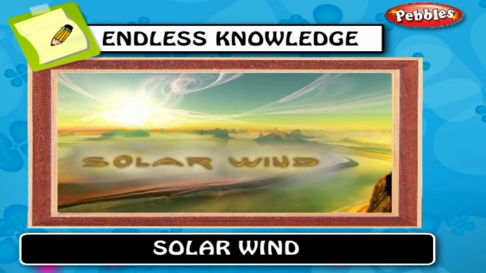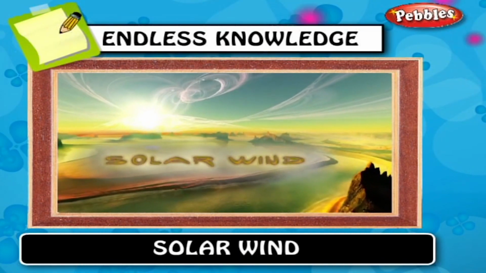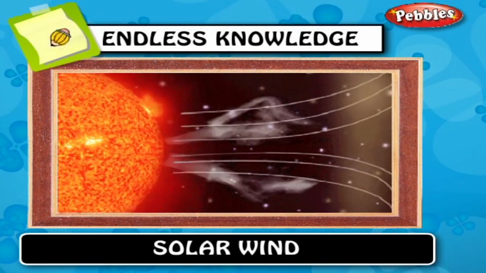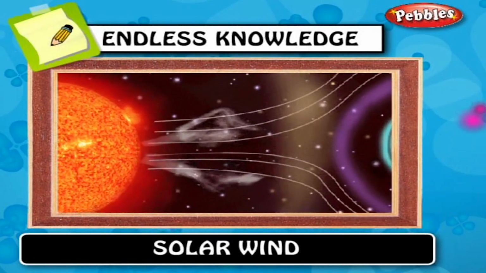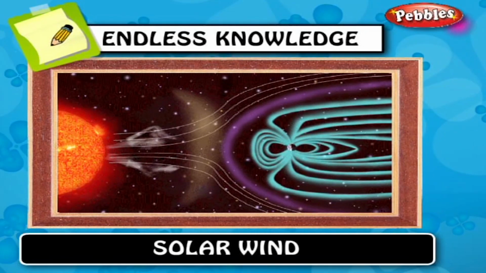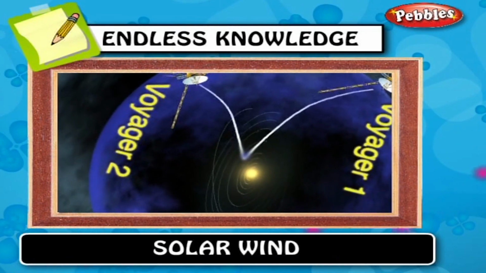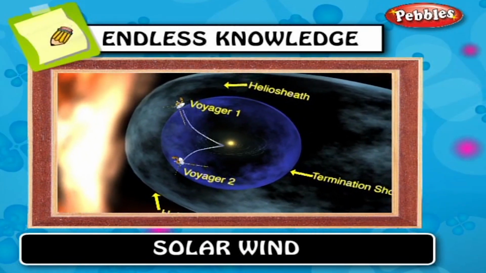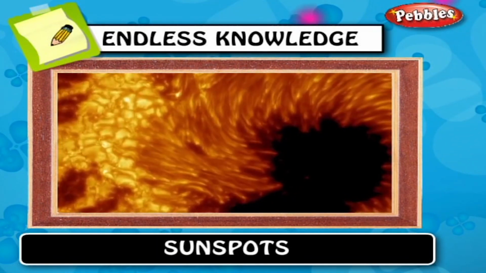Solar wind. The solar wind is a stream of charged particles ejected from the upper atmosphere of the sun. It consists mostly of electrons and protons with energy. The stream of particles varies in temperature and speed with the passage of time.